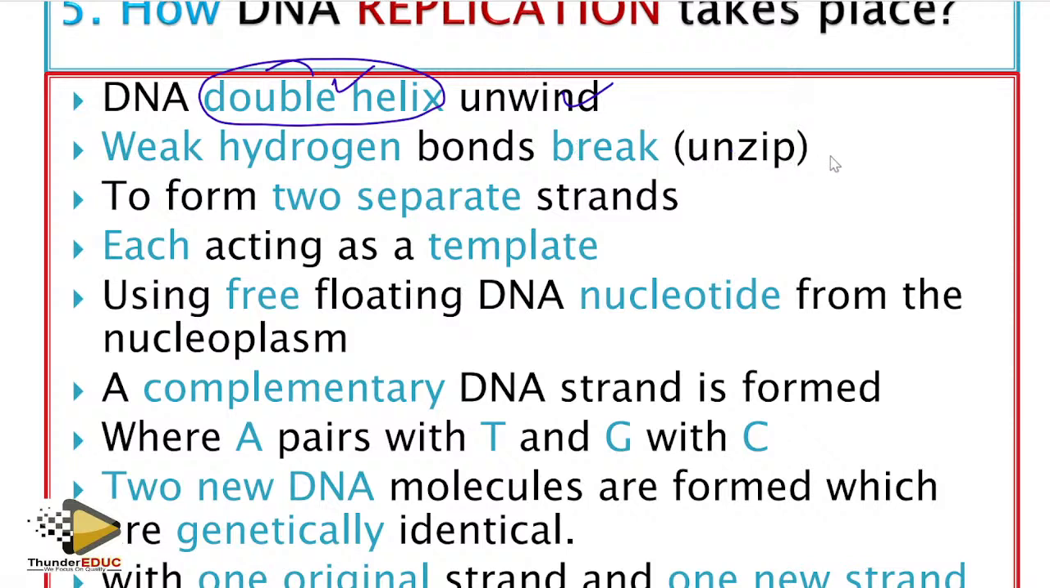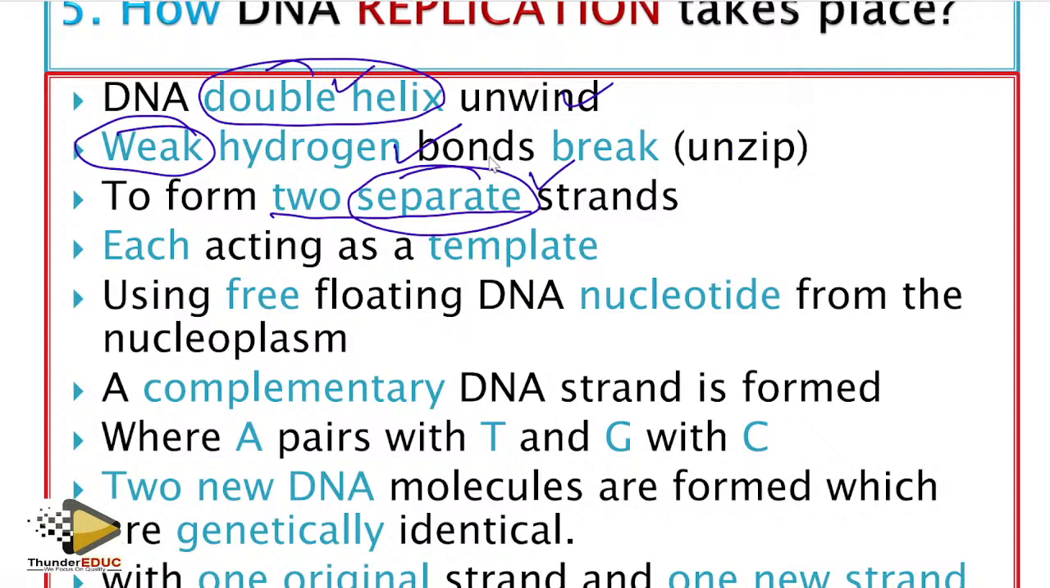The same thing as saying unzip. We give you a mark. Don't say hydrogen bonds break, we say weak. To form two separate strands, listen, I repeat: to form two separate strands. Don't say to form two strands, we don't give a mark. This word separate is crucial.